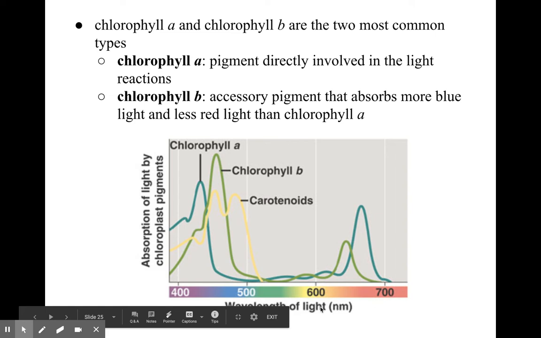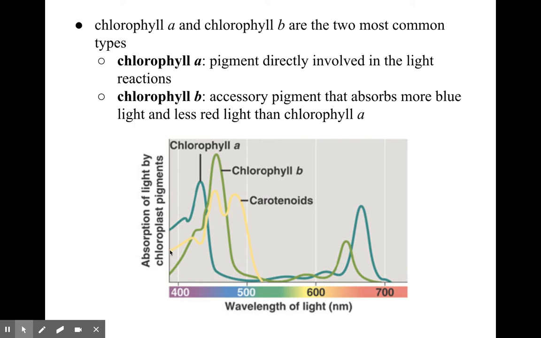So this is in wavelength of light in nanometers, and this shows you again the colors of the rainbow. This is visible light, right? Red, orange, yellow, green, blue, indigo, and violet. And you can just see the wavelength, right? So violet is much smaller wavelength than red. And then over here, the absorption of light by chloroplast pigments.